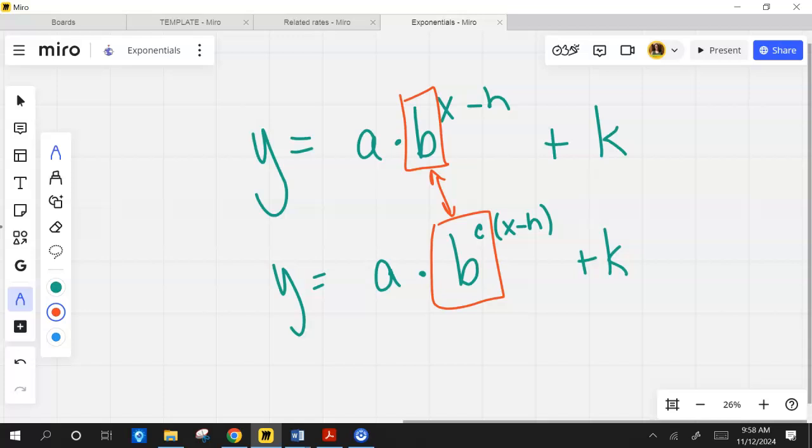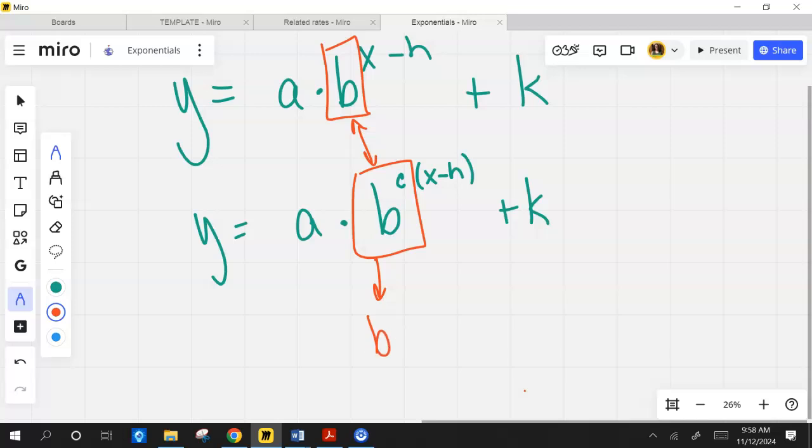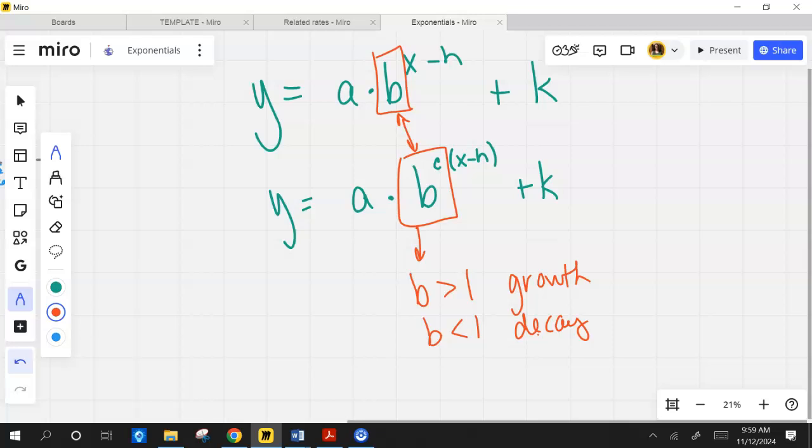All right, the B in this equation. The B tells me whether I'm growth or decay. If the B is bigger than 0, I am growth. If the B is less than 0, I am decay. Any negative that you see is not associated with B. Instead, it is associated with A.